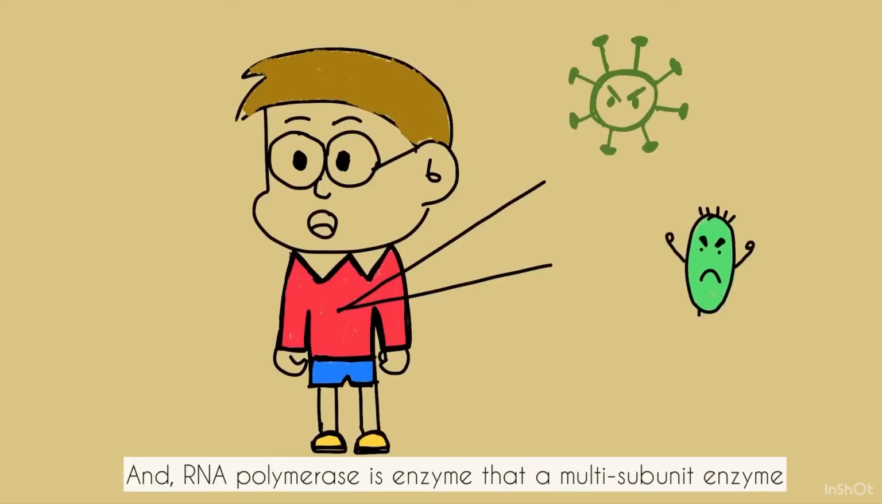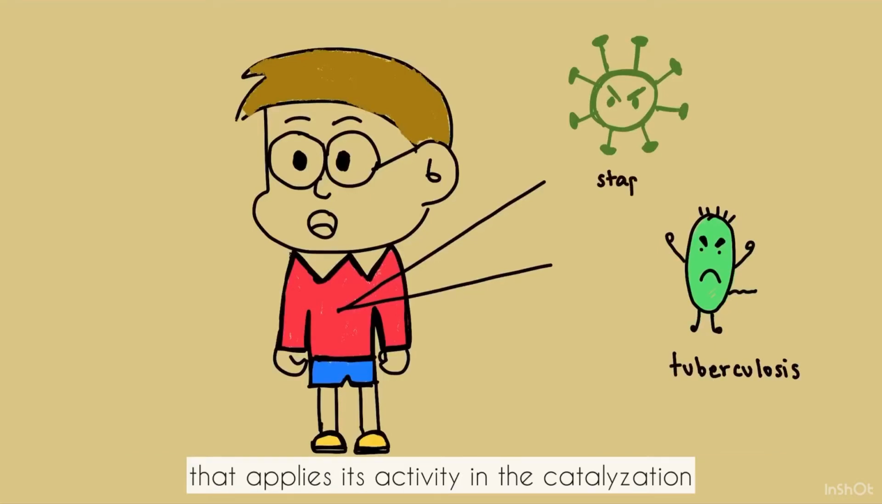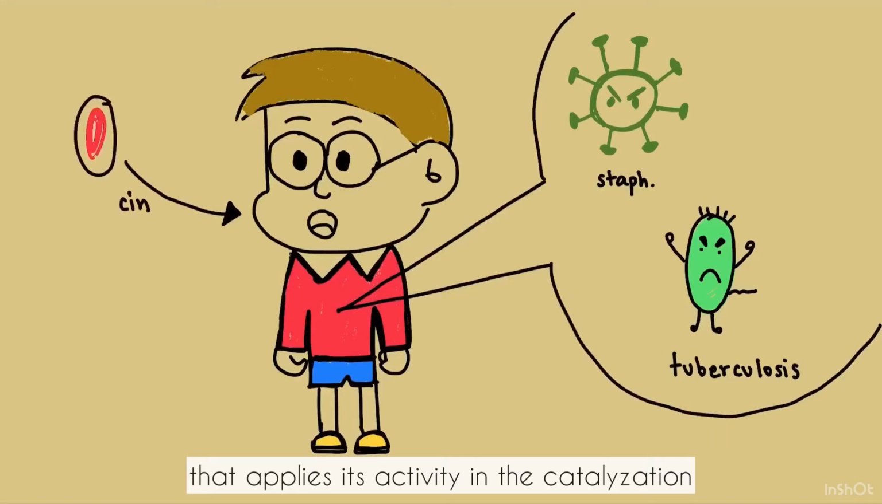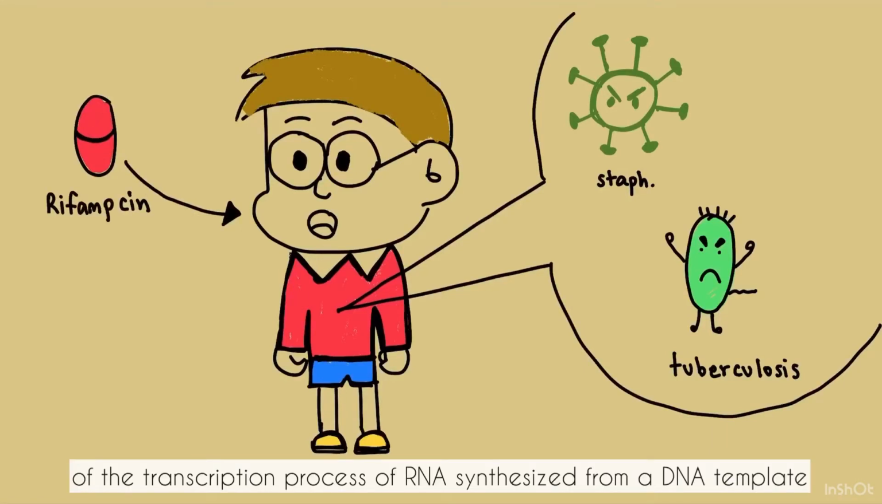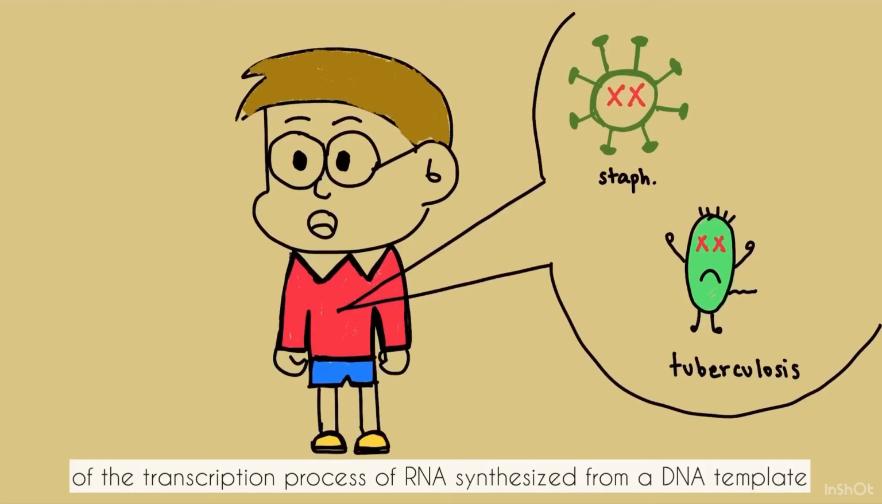RNA polymerase is a multi-subunit enzyme that is active in the catalysis of the transcription process, in which RNA is synthesized from a DNA template.